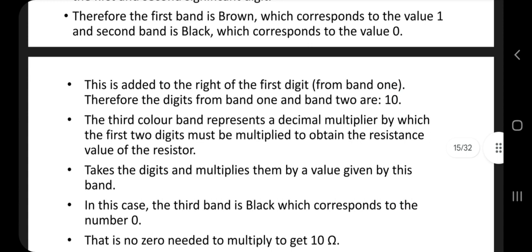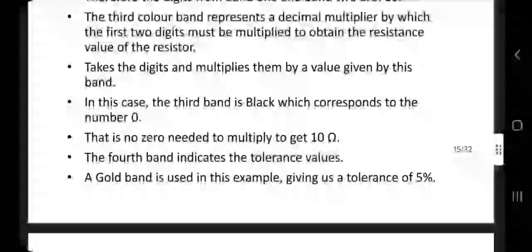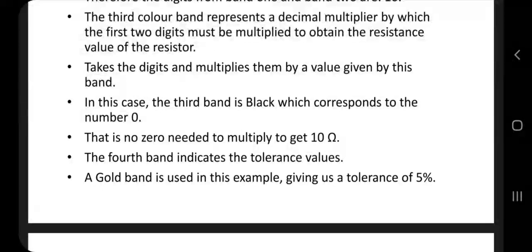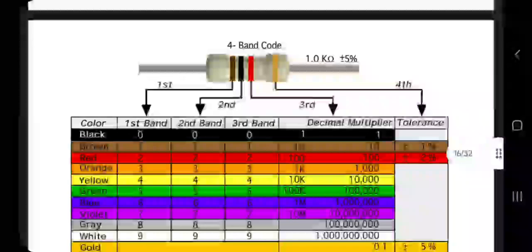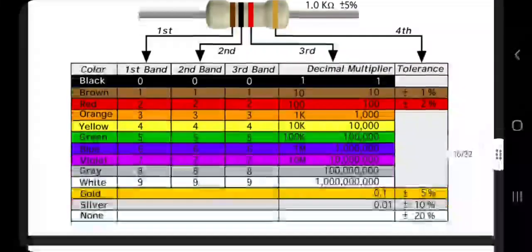The third color band represents a decimal multiplier by which the first two digits must be multiplied to obtain the resistance value of the resistor. Take the digits and multiply them by the value given by this band. In this case, the third band is black, which corresponds to number 0, that is, no zero multiplier, to get 10 ohm. The fourth band indicates the tolerance value. The gold band is used in this example, giving us the tolerance of 5%. This is the 4-band color code system.